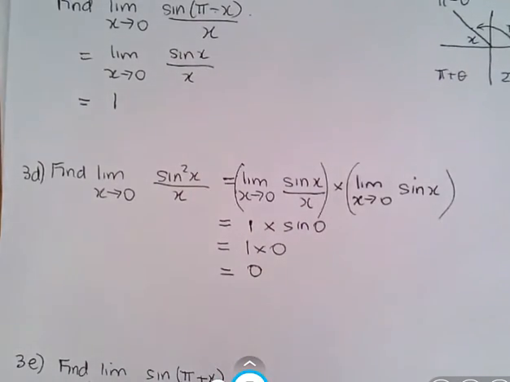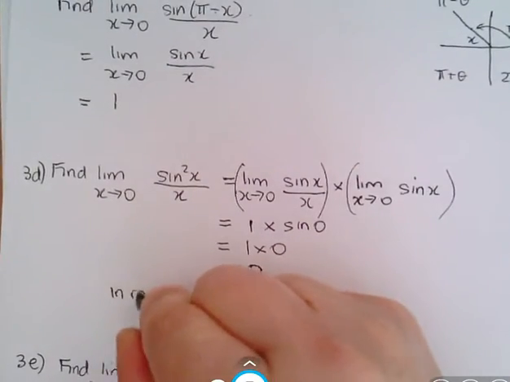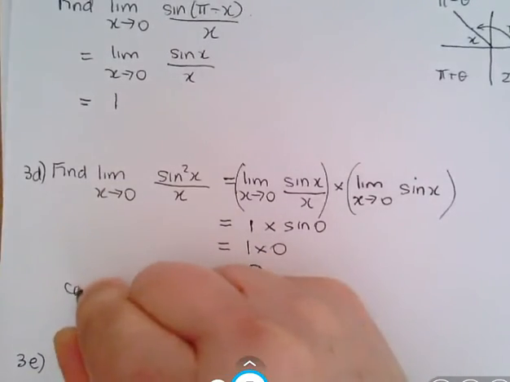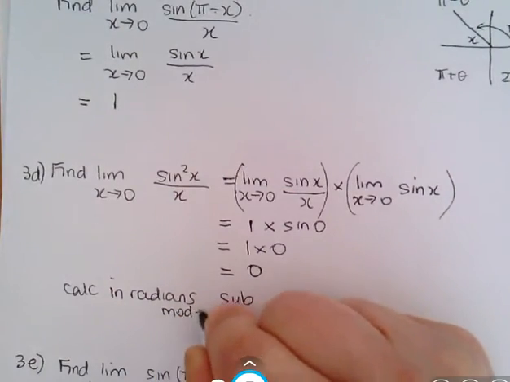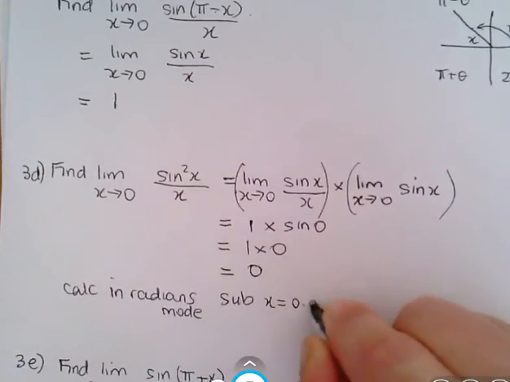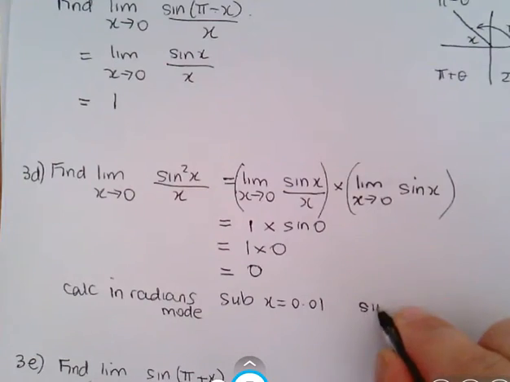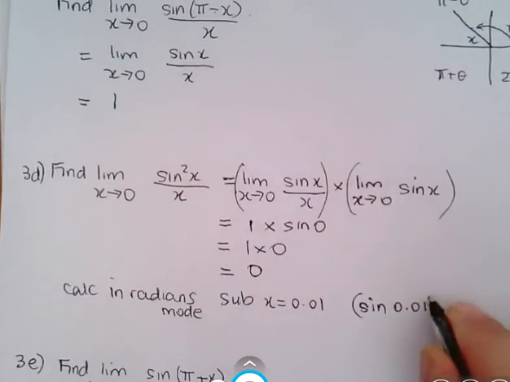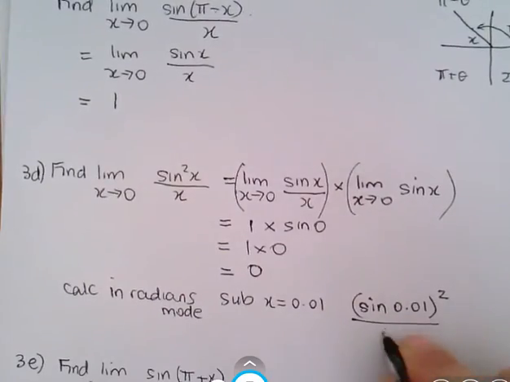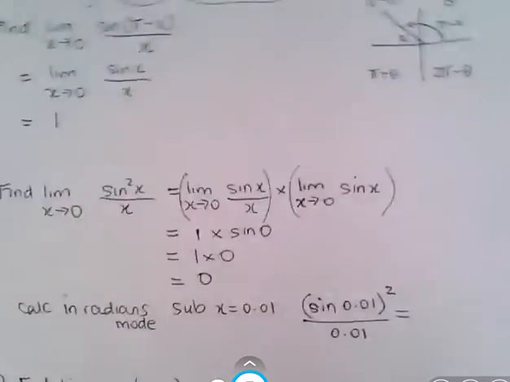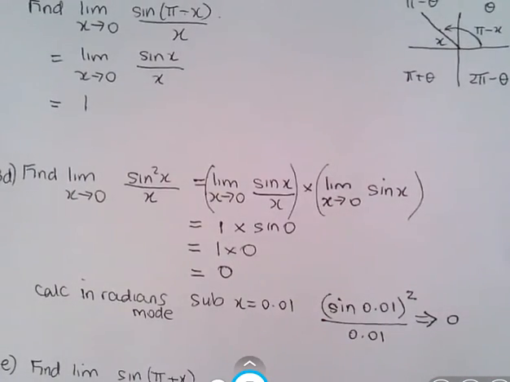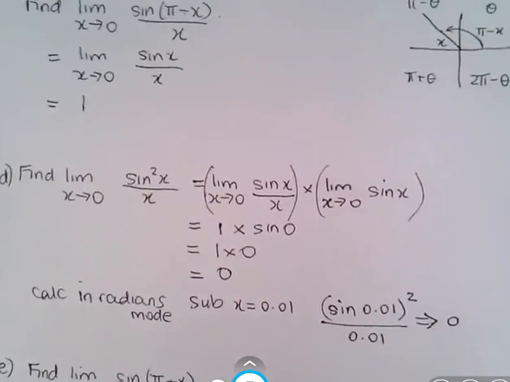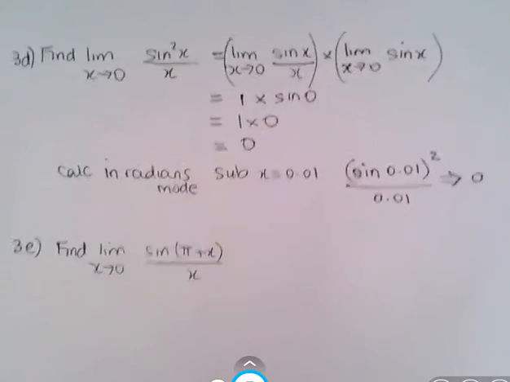Another thing you could do, provided that you are in radians mode, so if you go to your calculator in radians mode, you can substitute a very small value of x, such as x is 0.01. So in your calculator you would do sine of 0.01 times sine of 0.01, which is, you would square that answer, over 0.01, and you will find that you get a very small value, that value approaches 0. I think you get 0.00 something. So you can see that that value is getting quite small, so it would approach 0.